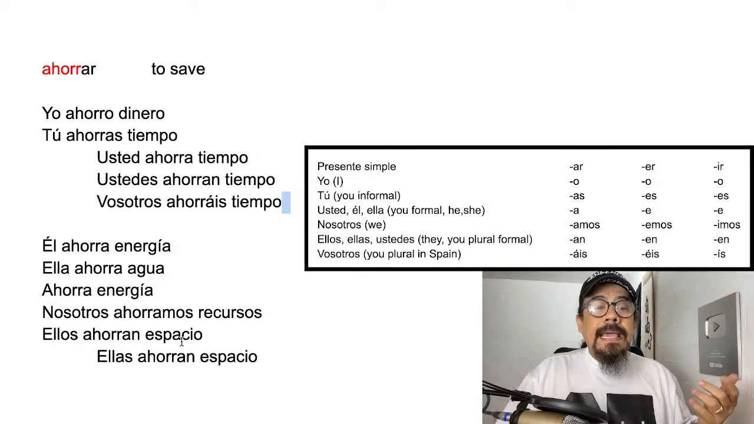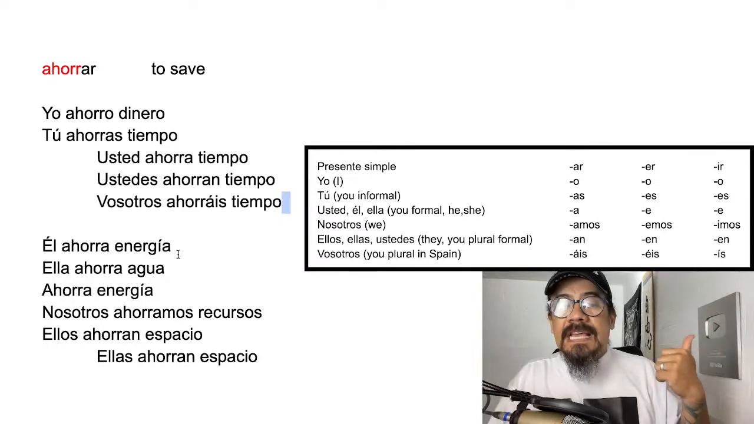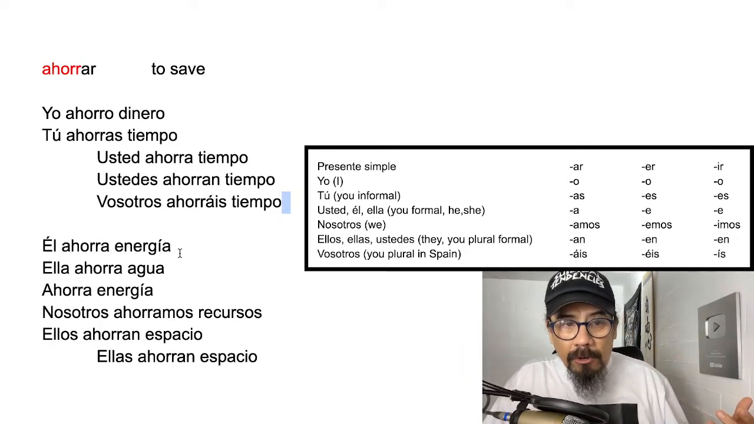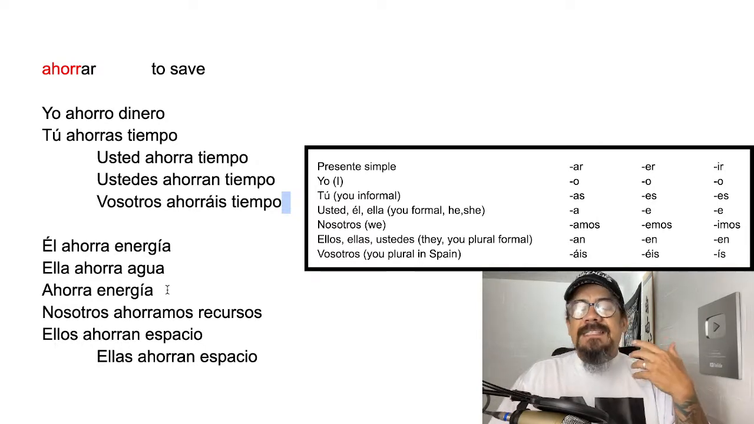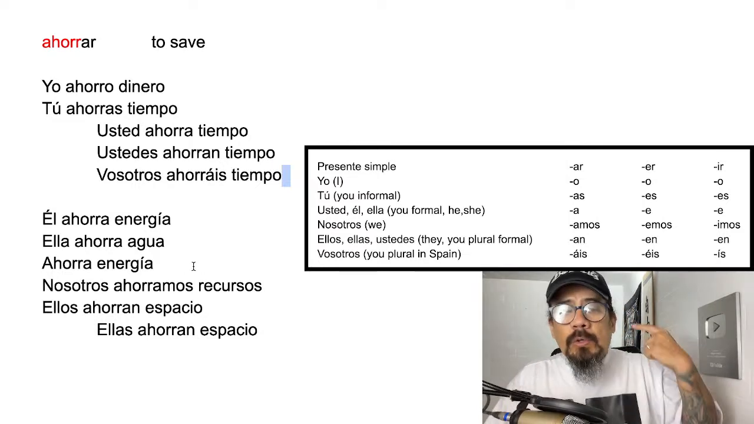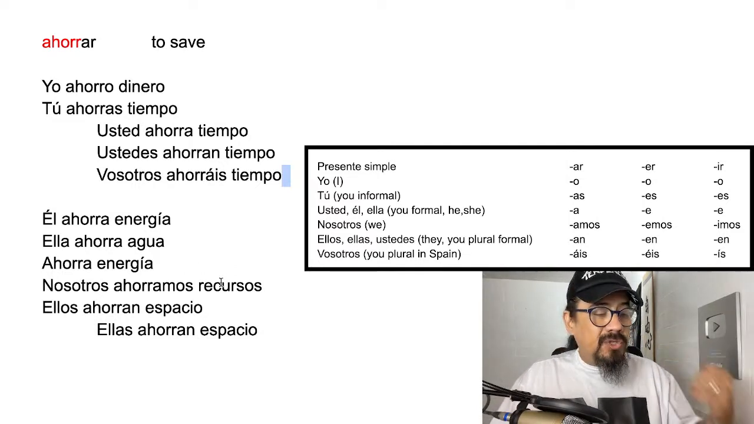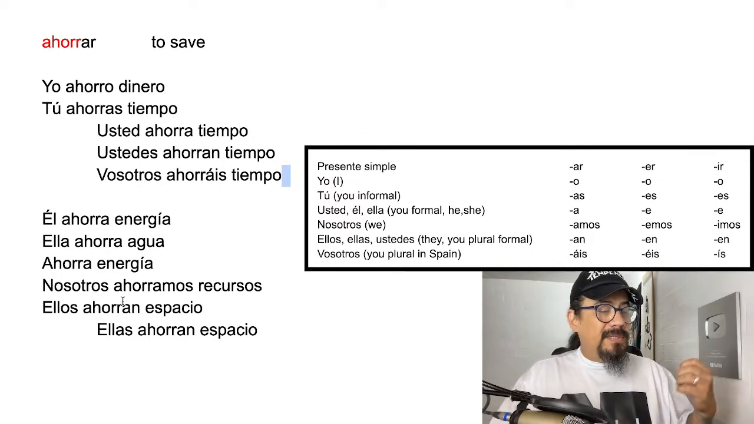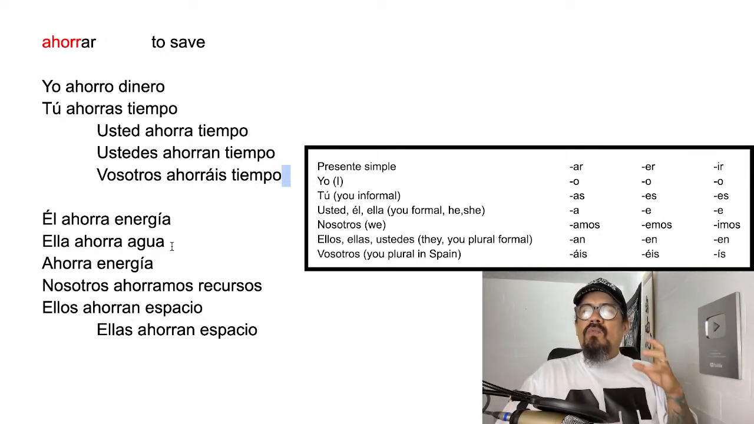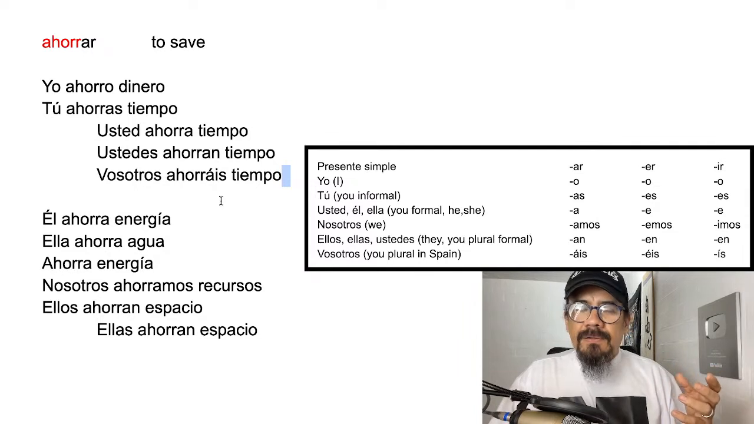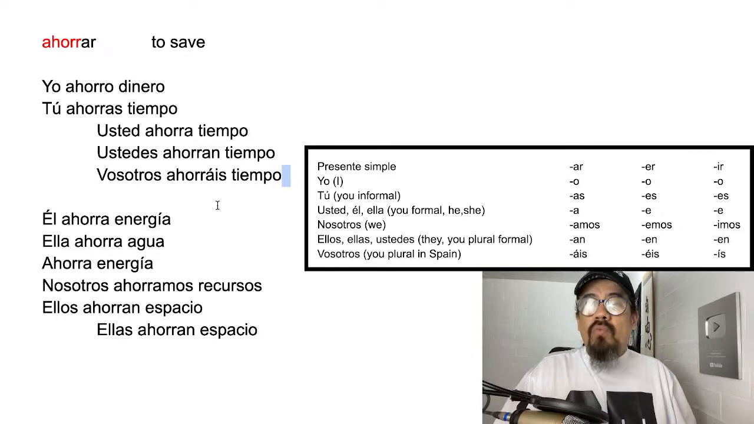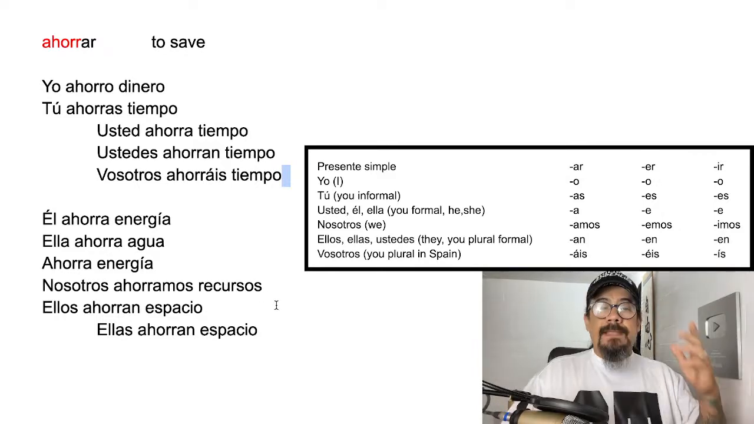Vosotros ahorráis. And él ahorra energía. He saves energy. Ella ahorra agua. She saves water. Ahorra energía. It saves energy. Nosotros ahorramos recursos. We save resources. Ellos ahorran espacio. They save room or space. I don't know why room sounds kind of better to me. Anyways. Ellas ahorran espacio. They also save room or they save space.